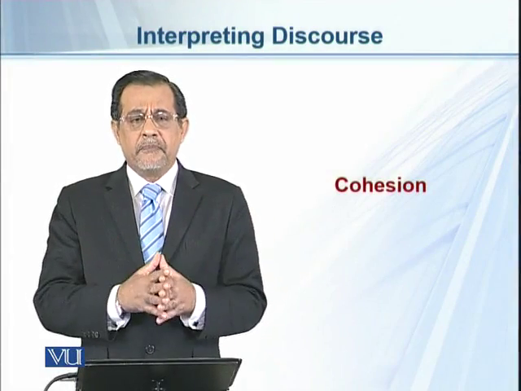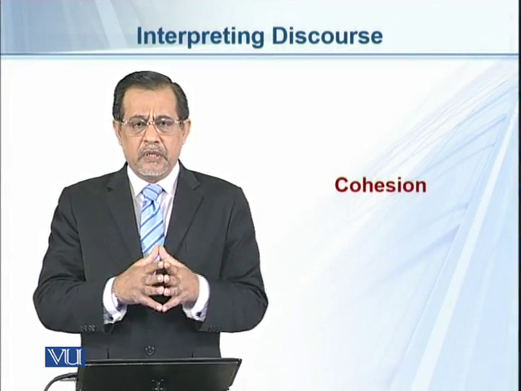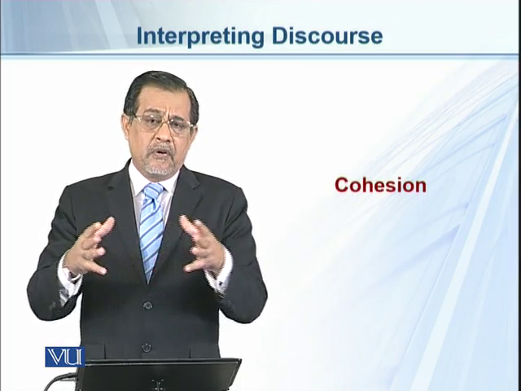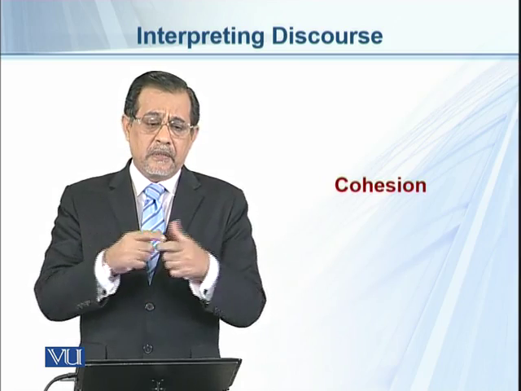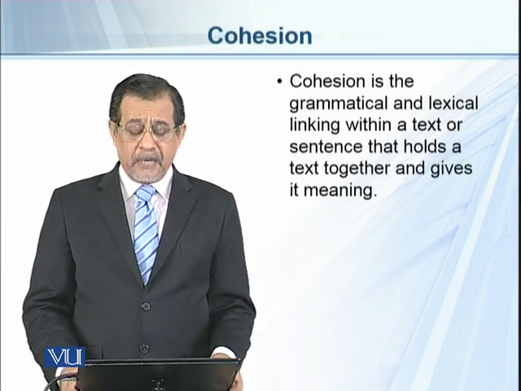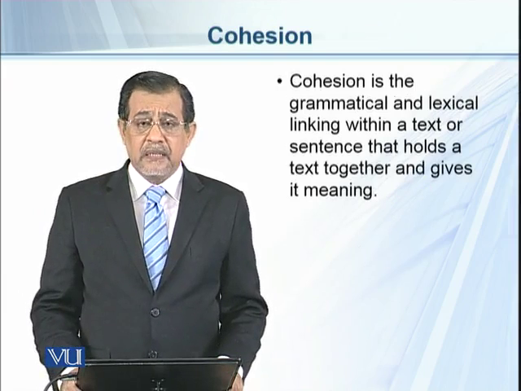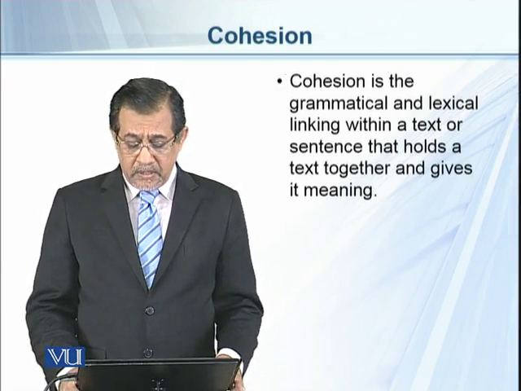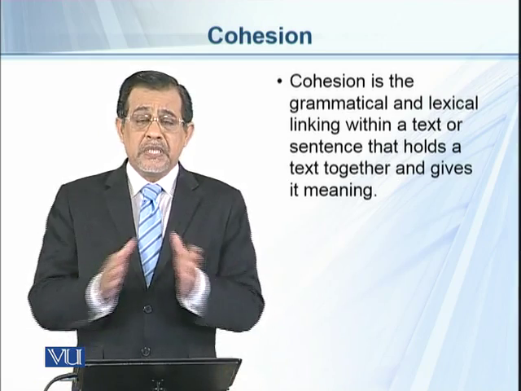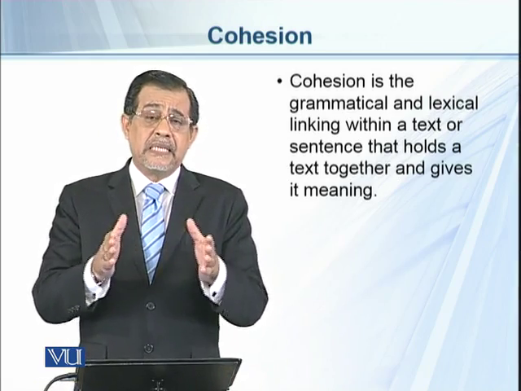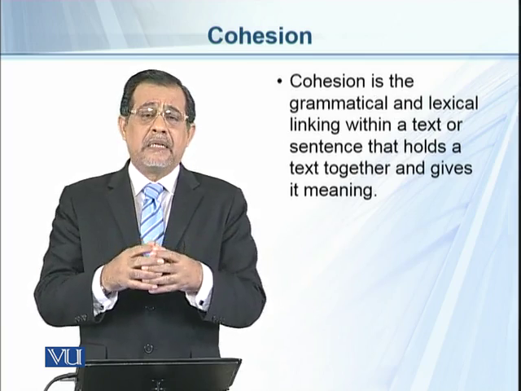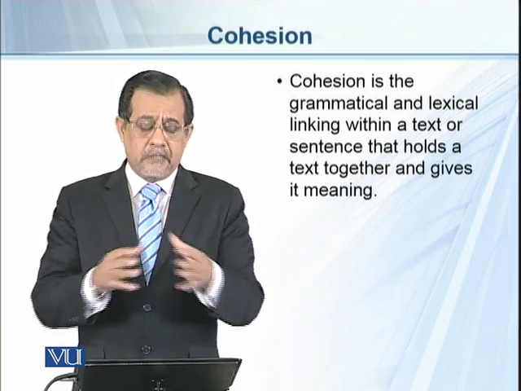Cohesion. Whenever we find some text or some conversation, we find that there is some lexical linking between the text, or there is some grammatical connectedness in the text. So this is what we call cohesion. We can define it as the grammatical and lexical linking within a text or sentence that holds a text together and gives it meaning. This grammatical and lexical linking holds a text together and makes it a unified, meaningful text.